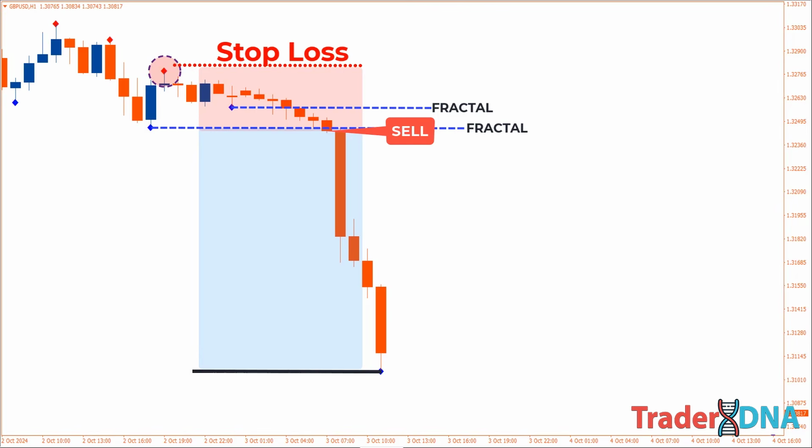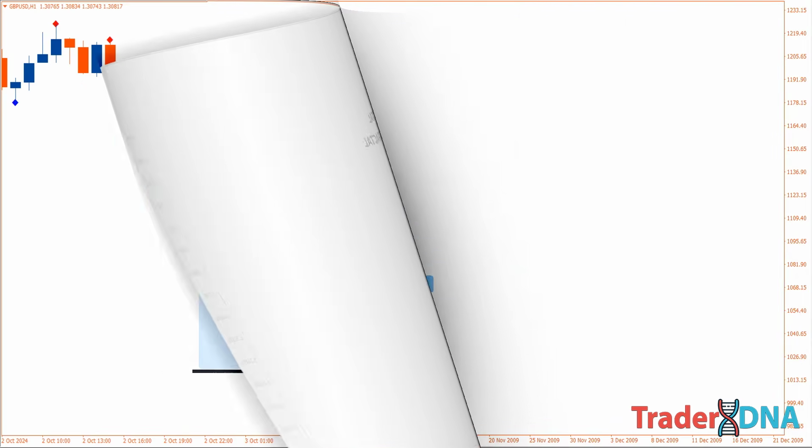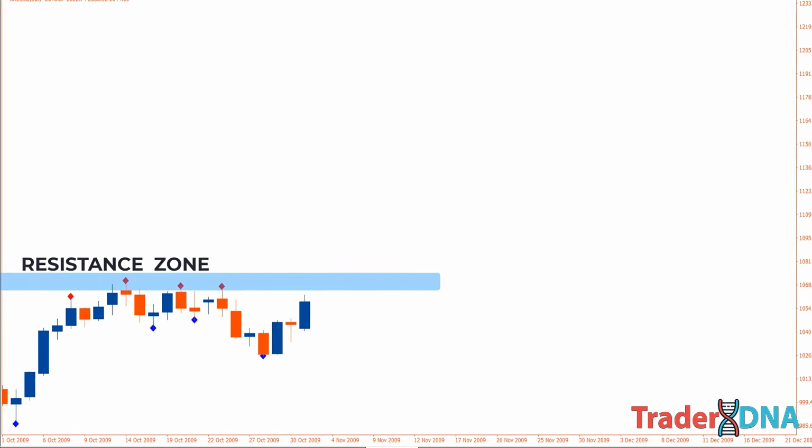Alright, now that you understand the logic behind it, let's dive even deeper and look at some real chart examples so you can see exactly how this works in action. Trust me, it's going to click for you and you'll wonder why you ever traded fractals the wrong way. Let's go. Alright guys, here's where things get really exciting.